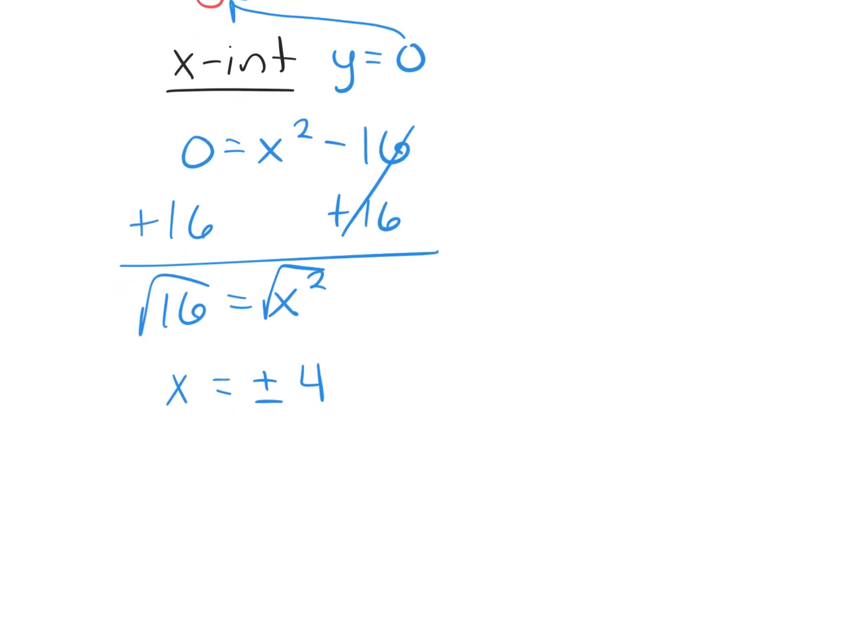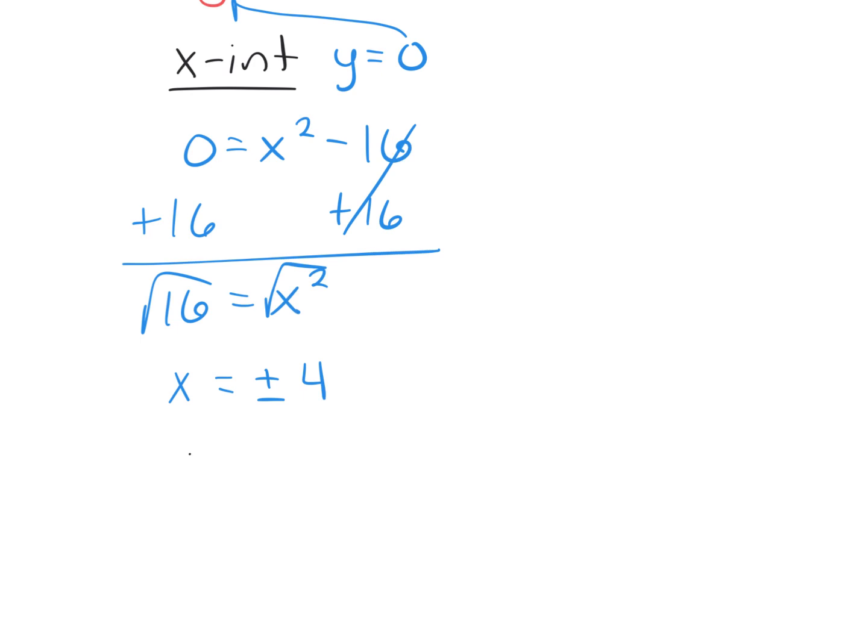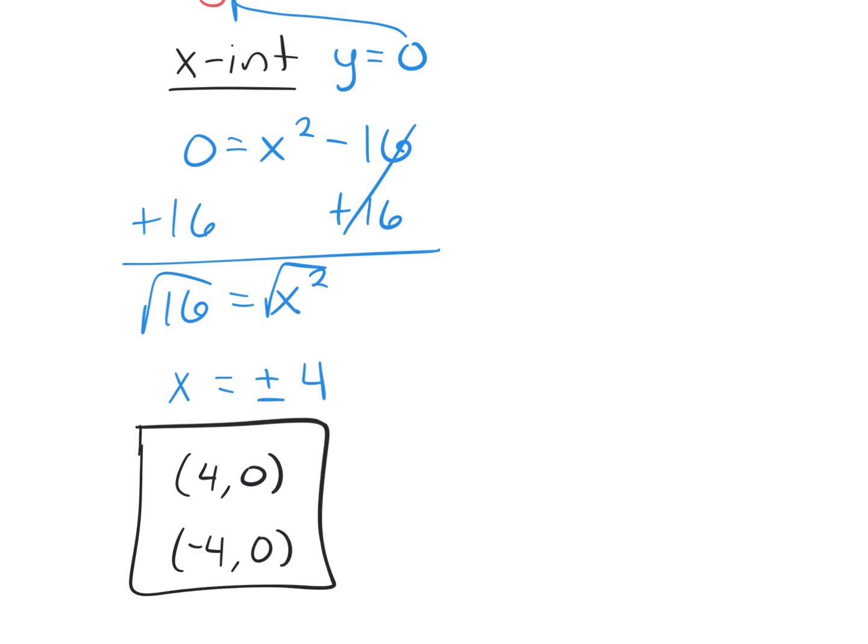So how many x-intercepts am I going to have? 2. What's one of them? 4, 0, and negative 4, 0. So remember, when you take a square root, you're going to have 2 answers.